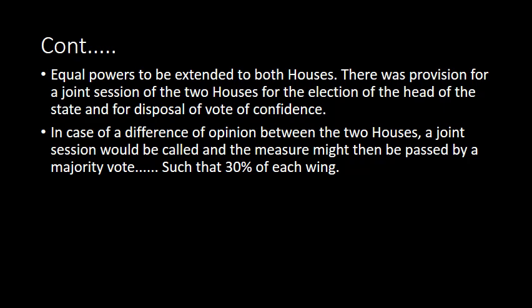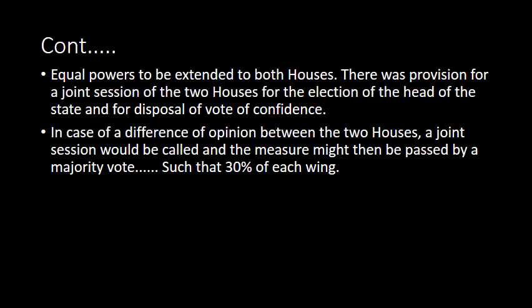Equal powers were to be extended to both houses. There was a provision for a joint session of the two houses for the election of the head of the state and for disposal of a vote of confidence. It means both houses of the parliament, i.e. House of Units and House of People, had got equal powers in all matters. And there was also a provision for a joint session of two houses.